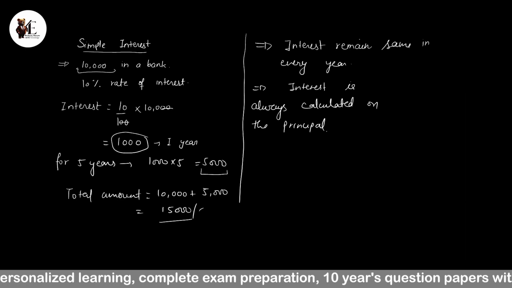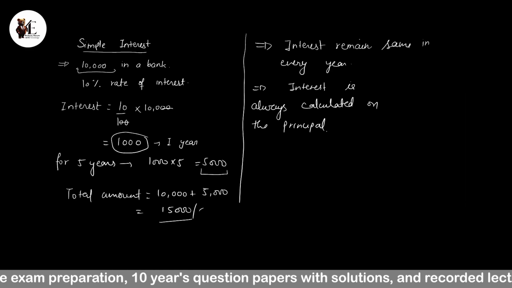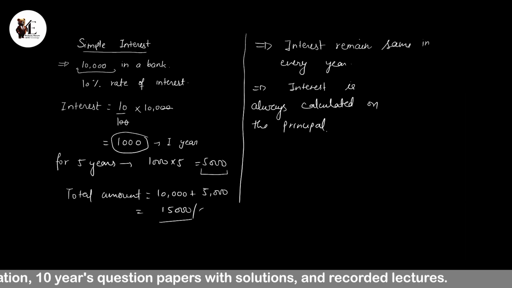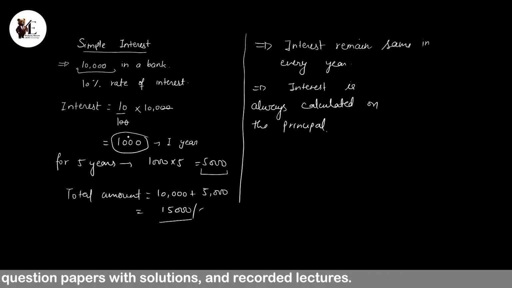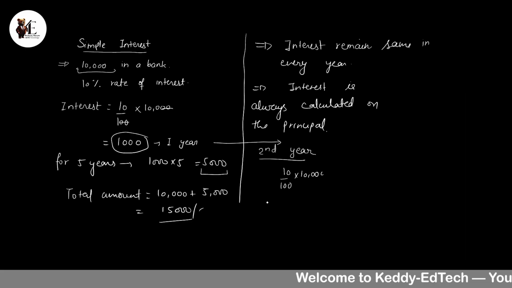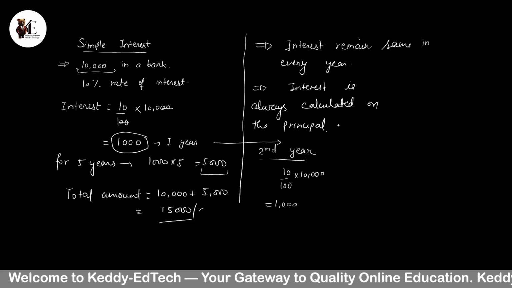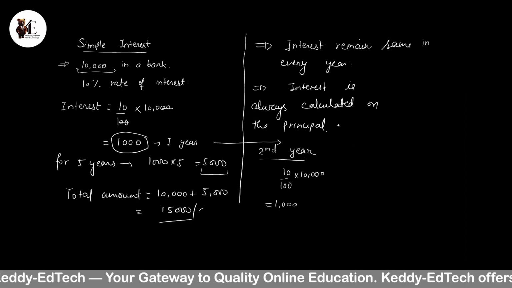But for compound interest, interest doesn't remain the same. It keeps changing every year. We'll check the compound interest as well. So here, after 1 year, you got 1,000 rupees, and let's say that you are calculating the interest for the second year. So again, you will follow the same approach on that 10% of 10,000. So again, that will be 1,000. As I told you, that interest will be the same in every year if it's simple interest.